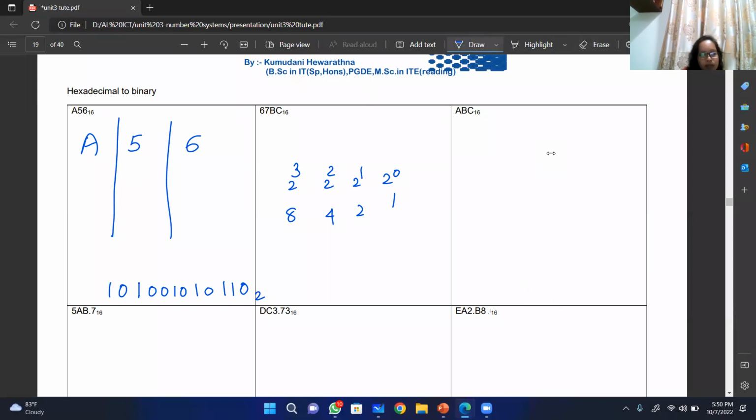Right here 0 1 1 0, and here 0 1 0 1. Here A means 10, which is 1 0 1 0. So 1 0 1 0 0 1 0. Right? We have to write all of these together. Right. Next one, 67 BC.